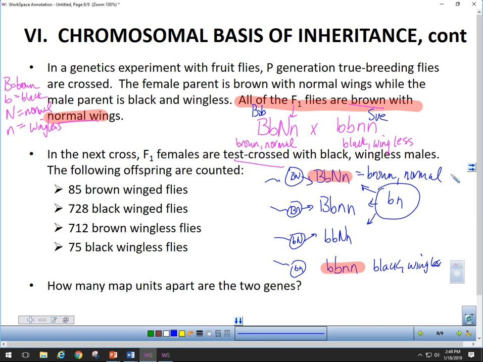All right, let's look at what we have over here. Brown normal, we need brown normal. That's this right here. This is brown normal. That looks like Bob. That's a parental. We need black and wingless, which is right here. That's a parental. That means these two, I'm going to use my different color pen, these are our recombinants.